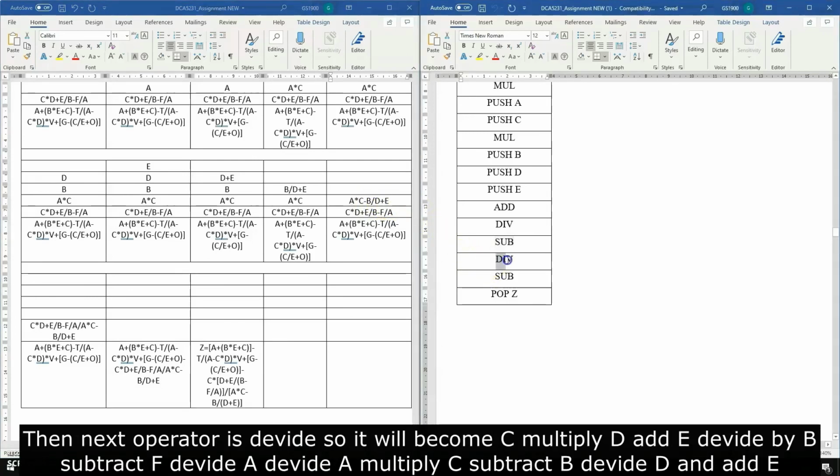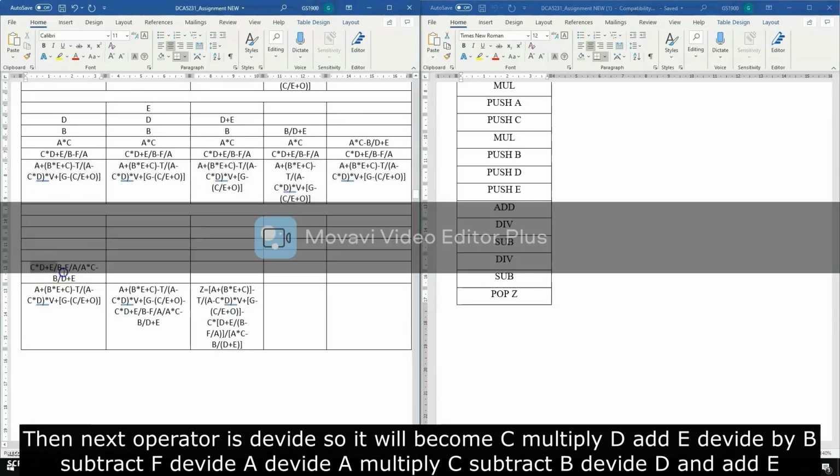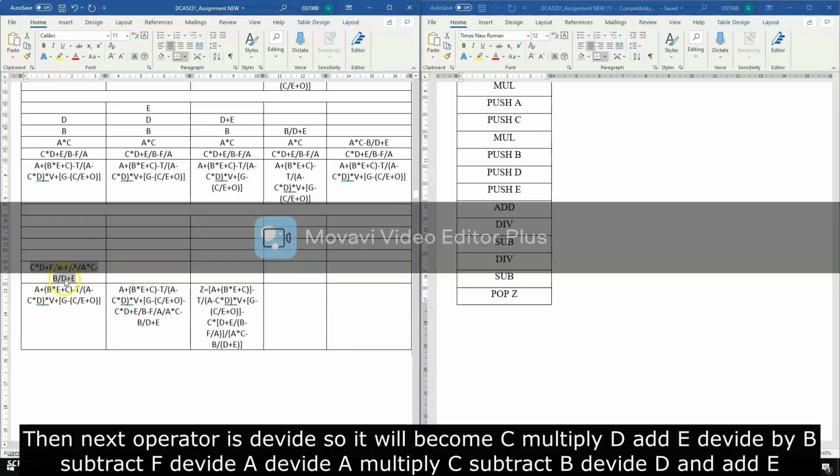The next operator is divide. So it will become C multiply D add E divide by B subtract F divide A multiply C subtract B divide D then add E.